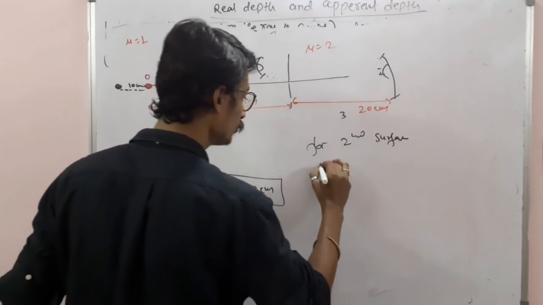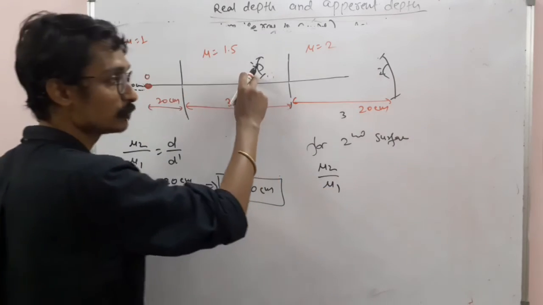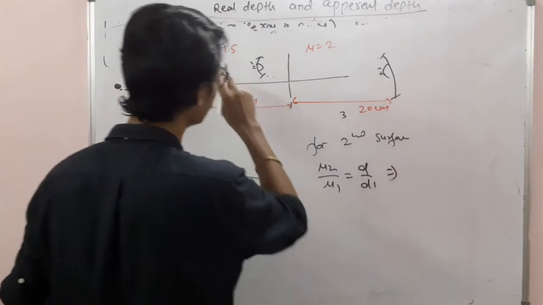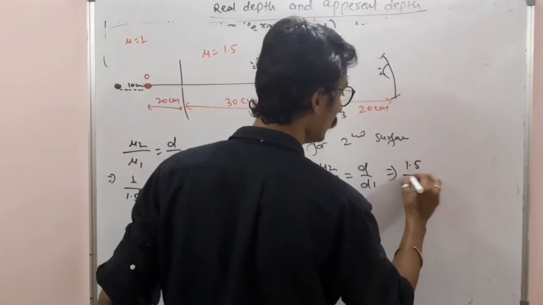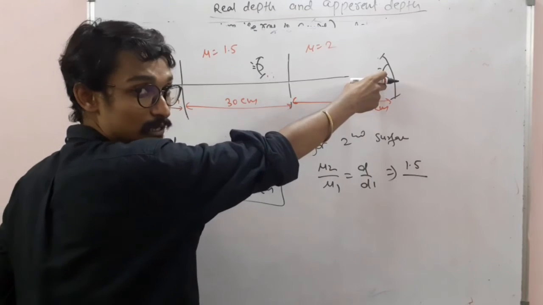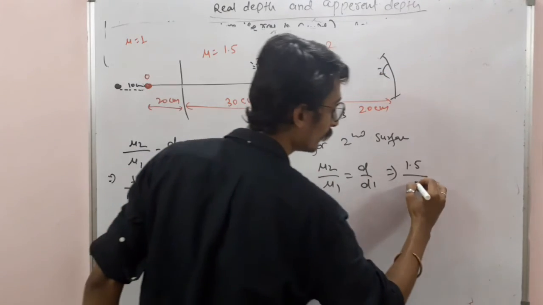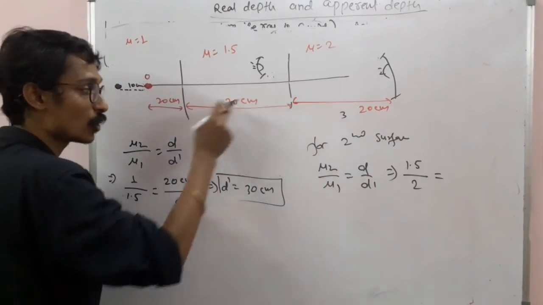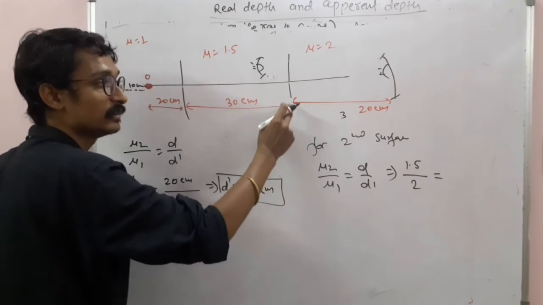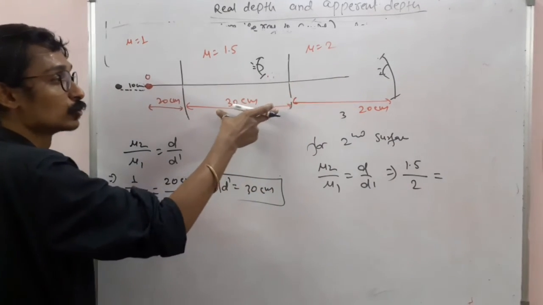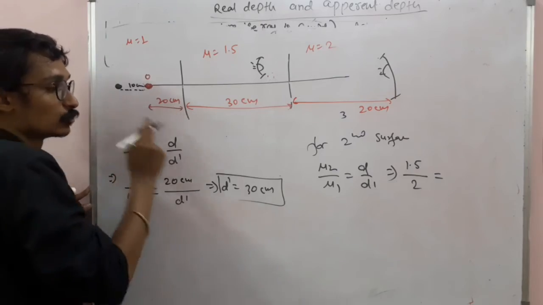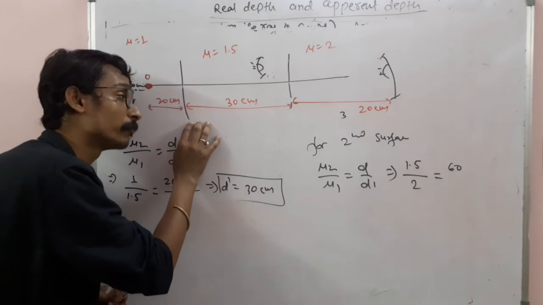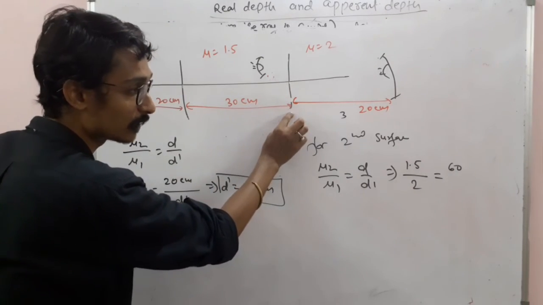Now for the second surface, see what will happen. Again, the same formula will be used: mu2 by mu1 is equal to d by d dash. Now here the observer, this becomes mu2, that is 1.5, divided by mu1. As you are going, now this is the surface, this is the third medium now. So 1.5 by 2 is equal to d. Now everything will be measured from this surface, not from the observer. So this is 30 and this is also 30, so the actual depth is 60.